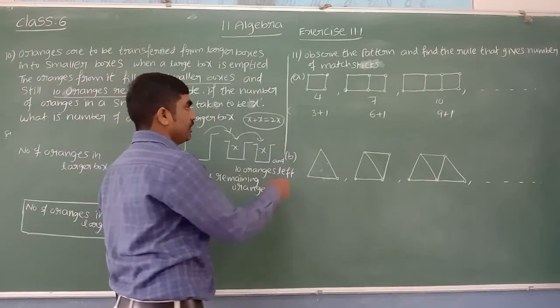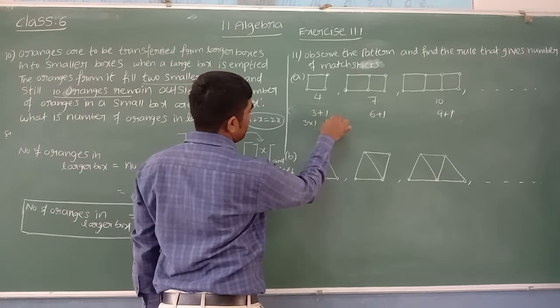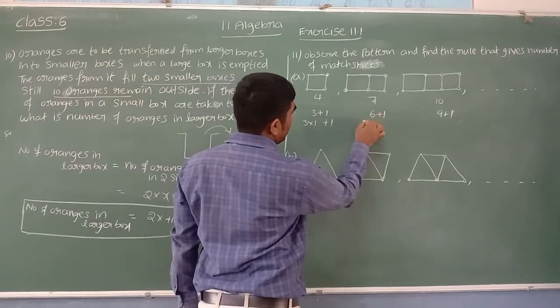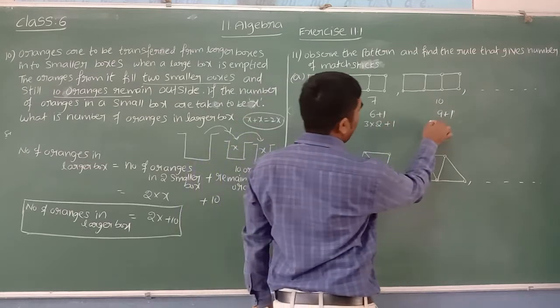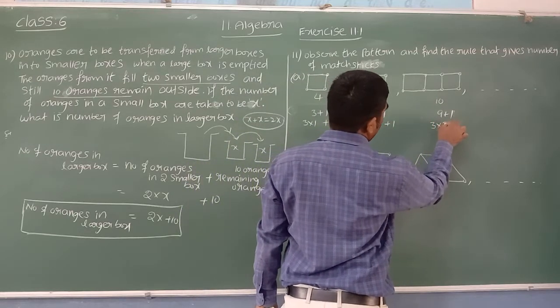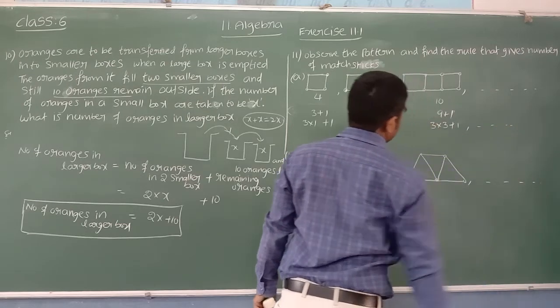We'll go with this better. So 3 I can write as 3 into 1, plus 1 is same, no change. 6 I can write as 3 into 2, plus 1 is same. 9 I can write as 3 into 3, 3 threes are 9, write the plus 1 as this. And the same thing will repeat for the remaining numbers also.